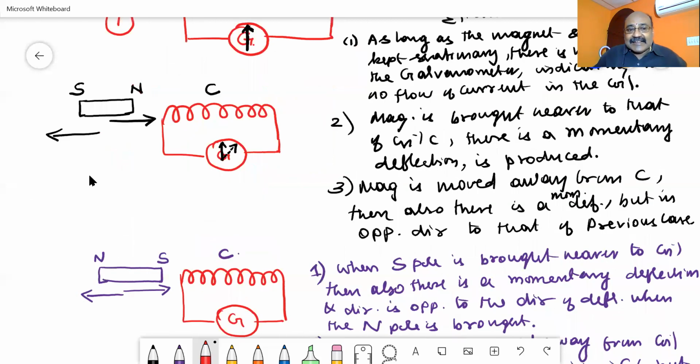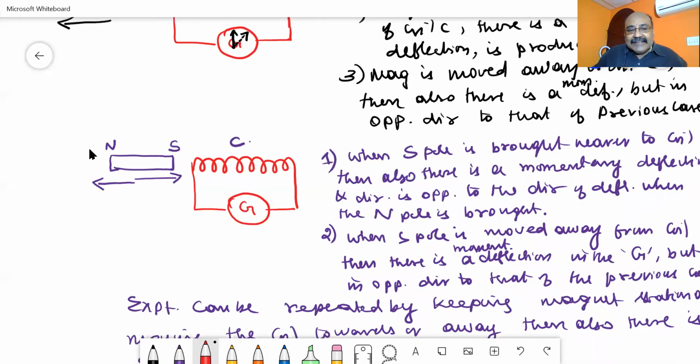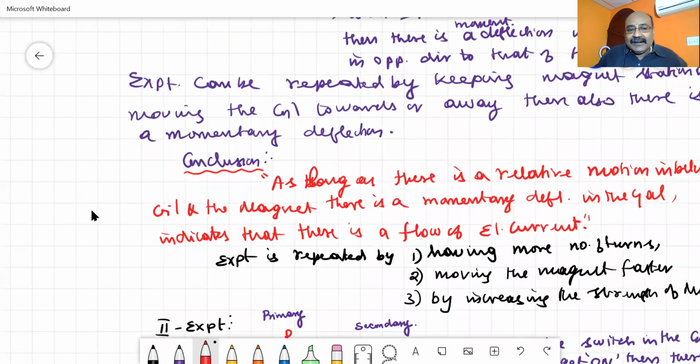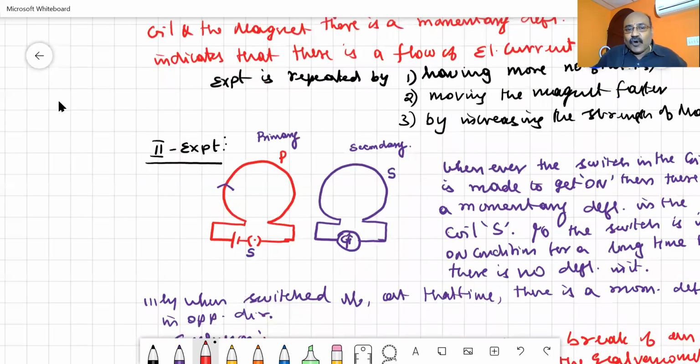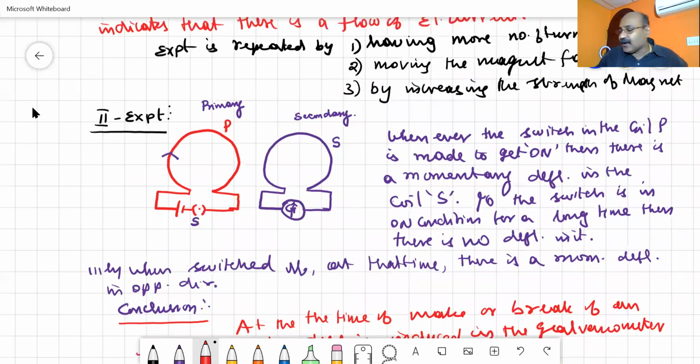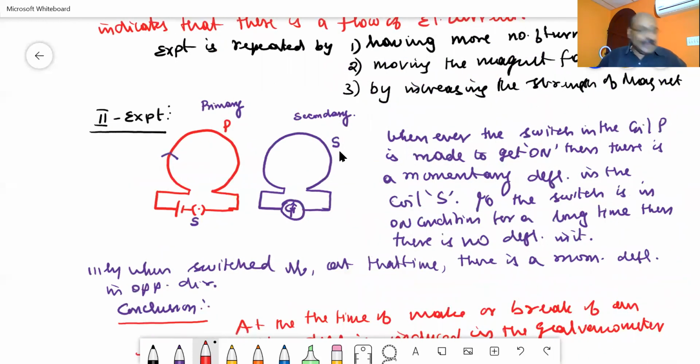Let us consider the second experiment. In this case, there is no movement. Here we have two coils of wire, coil 1 and coil 2, or coil P and coil S. Here there is no movement between the two coils P and S. How can you get the magnetic field, or how can you get the EMF or the current which produces the deflection in the galvanometer?